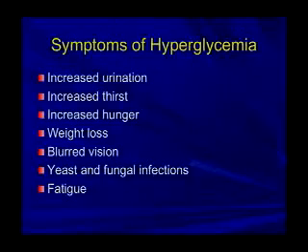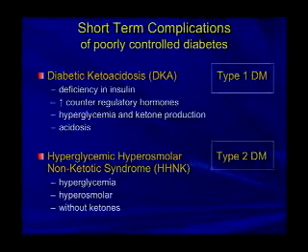Yeast and fungal infections, because those kinds of things love sweet tissue to live in, and fatigue can be a risk factor, or a symptom, I'm sorry. The short-term complications that we are concerned about are different, whether you're in type 1 diabetes or type 2. Type 1 is diabetic ketoacidosis, and if there's not insulin available, the body can't metabolize its fuel correctly. The blood sugars rise, and you start to burn fat in an abnormal manner, which produces something called ketones. My next slides will show you what that is.